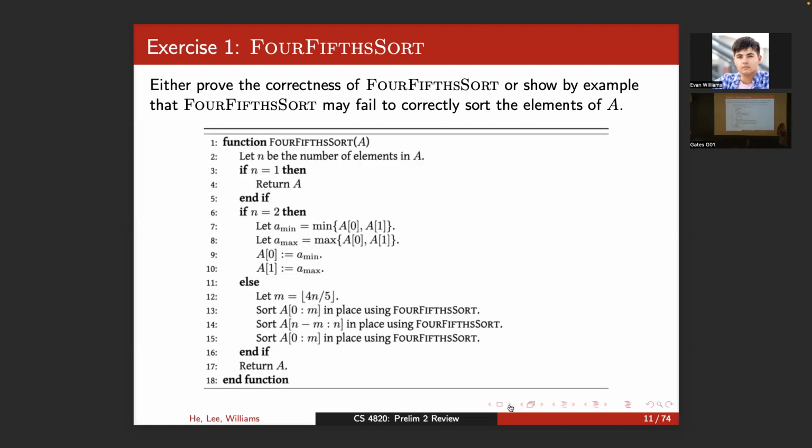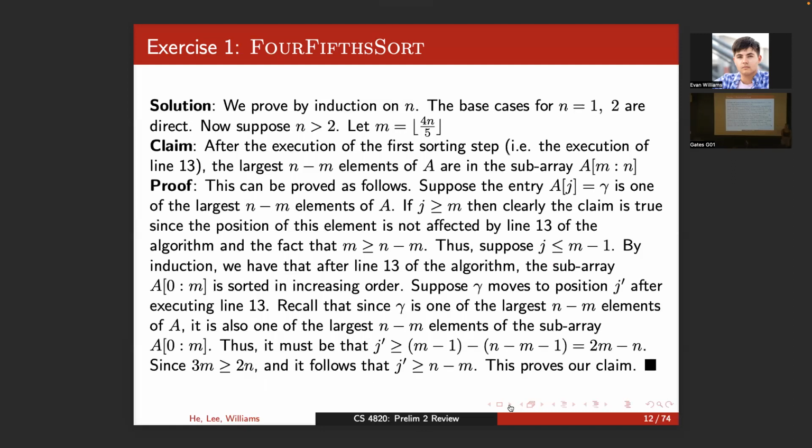So if you guys didn't hear him, we can go over it right now. That's exactly how you go about proving this kind of divide and conquer algorithm problem. Basically the claim that we want to prove is what he was talking about: that the largest n minus m elements of A are going to be contained in the subarray from m to n. Sorry. And then once we prove that claim, proving that the entire list is sorted follows pretty naturally, and we'll go over that afterwards.